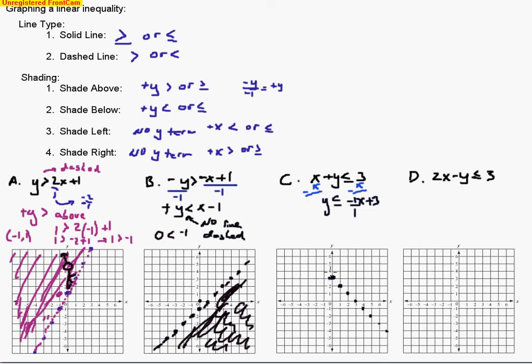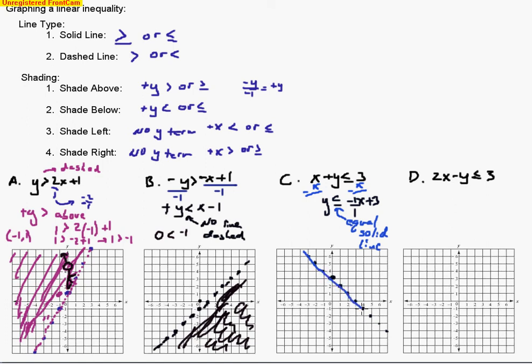It's not a dashed line, it's a solid line. Why do you think it's a solid line? Well, it's that equal sign that's underneath the inequality. This means less than or equal to. So equal means a solid line. And so I'm going to draw that solid line through those points.